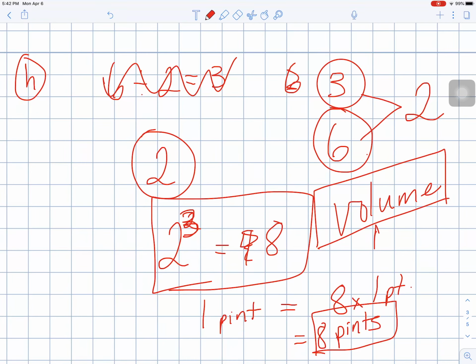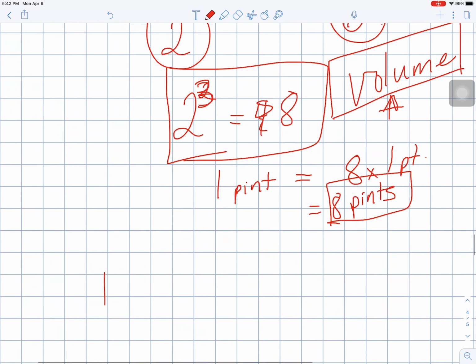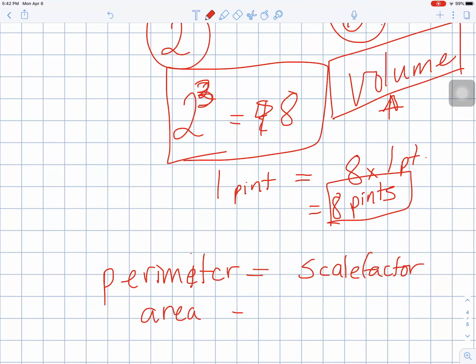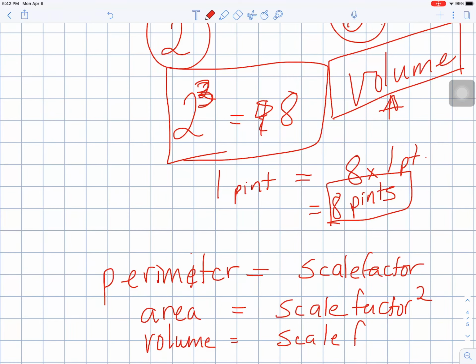Sorry for taking you on a little bit of a haul on the last one there, but it forces you to think: are they talking about area, are they talking about volume, or are they talking about perimeter? So again, the lesson talks about this. Perimeter equals scale factor. Area equals scale factor squared, and volume will equal scale factor cubed. So hopefully that gets everything straightened out for you.